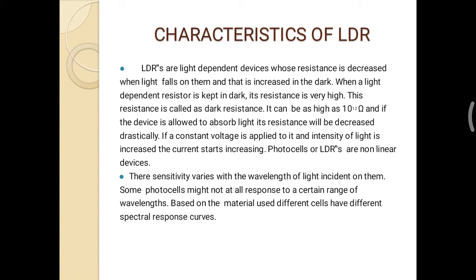It can be as high as 10 to the power of 12 ohms, and if the device is allowed to absorb light, its resistance will decrease drastically. If a constant voltage is applied to it and the intensity of light is increased, the current starts increasing. Photocells or LDRs are non-linear devices.